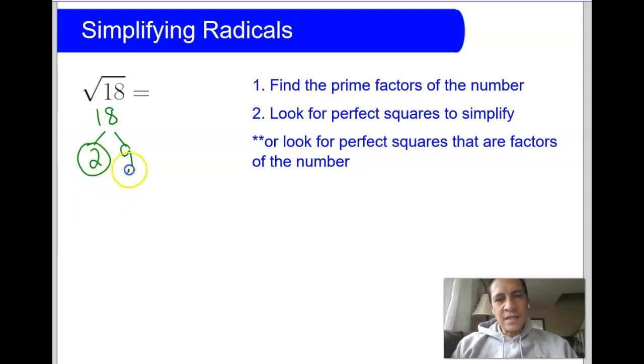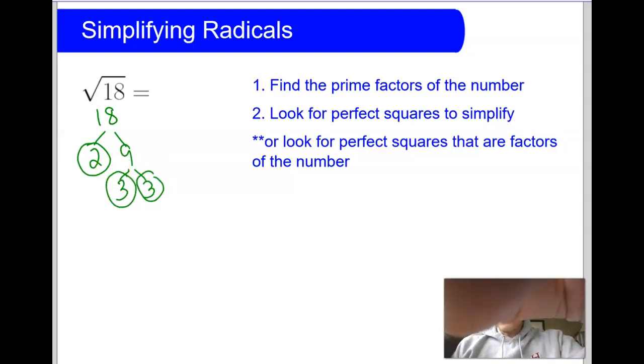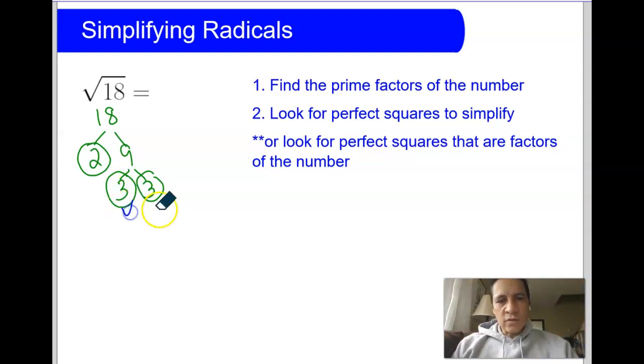2 is prime, but 9 is not, so I want to break that down further to 3 times 3. These are the prime factors of 18: 2 times 3 times 3. And this is what I'm looking for. Since I'm trying to find the square root of 18, I'm looking for these perfect squares. So I'm going to rewrite this as the square root of 3 times 3 times the square root of 2.